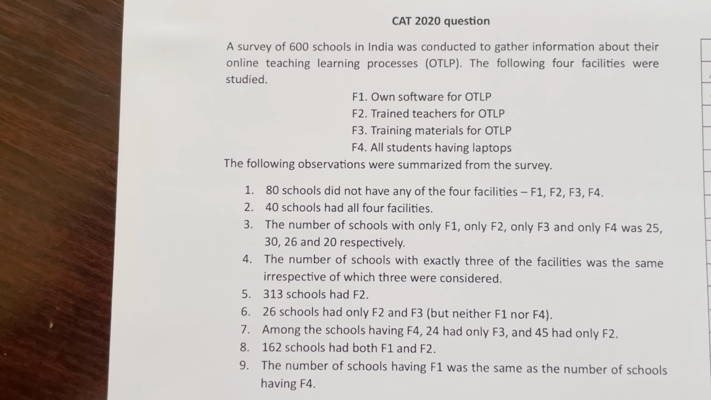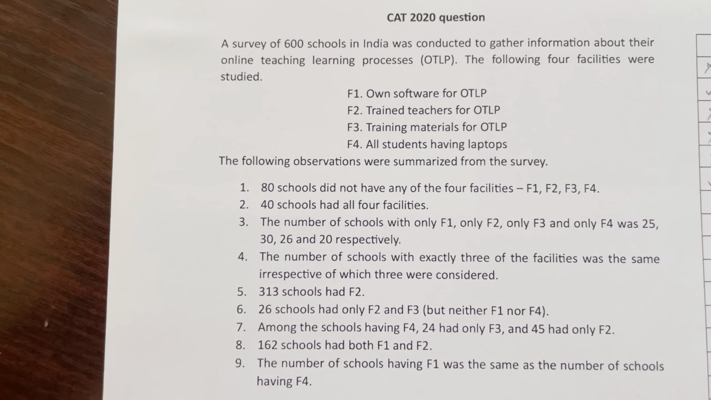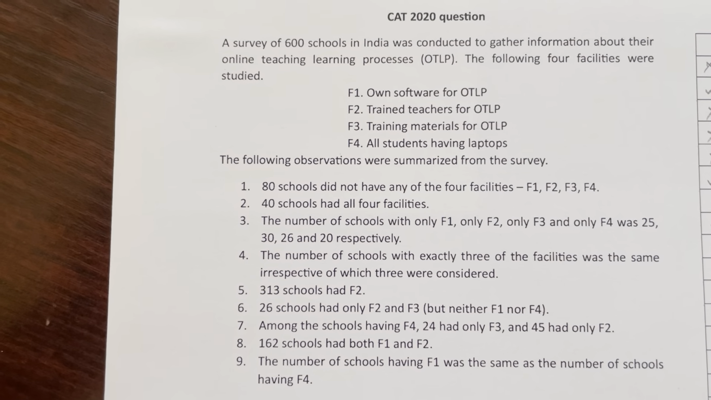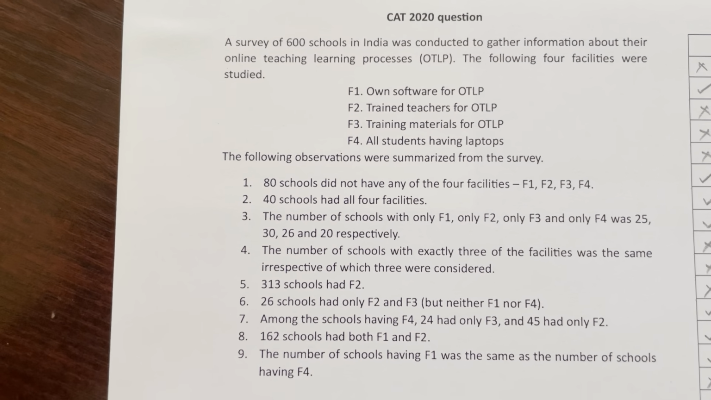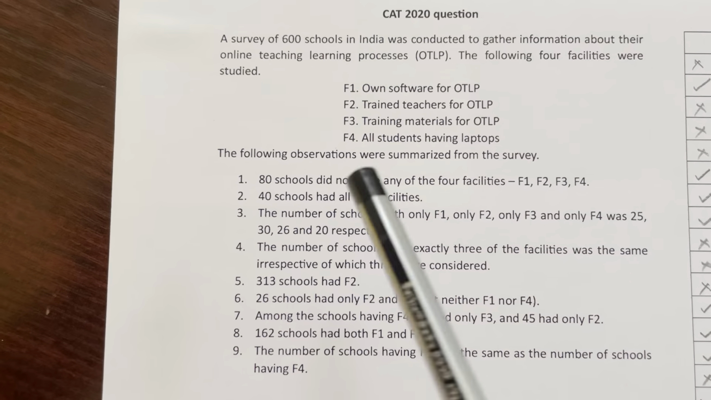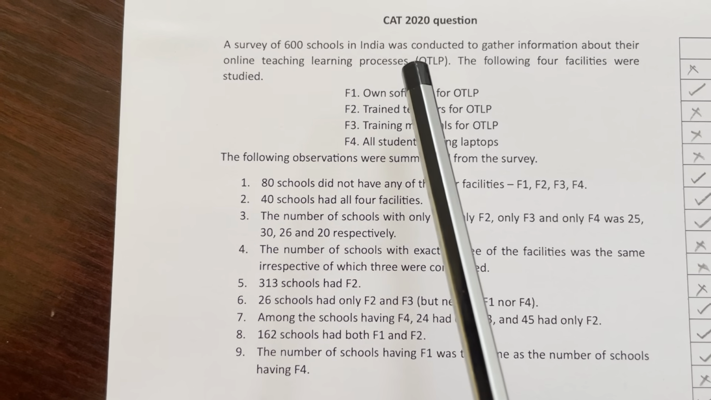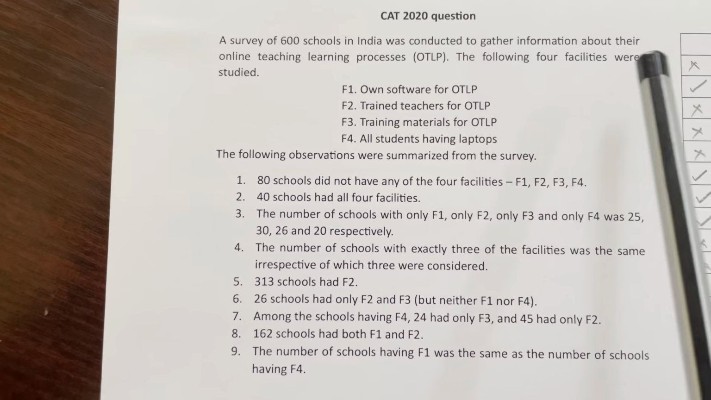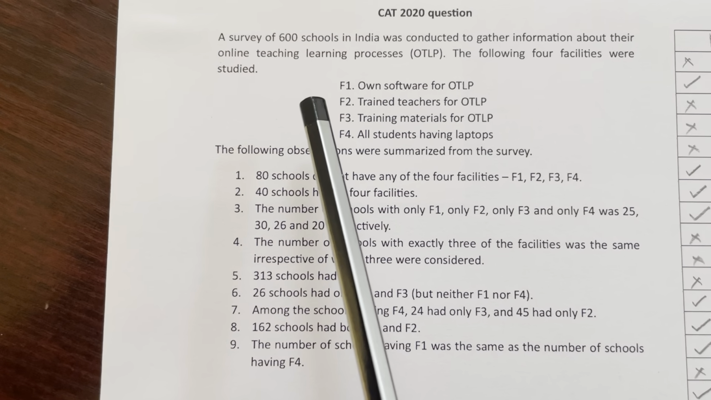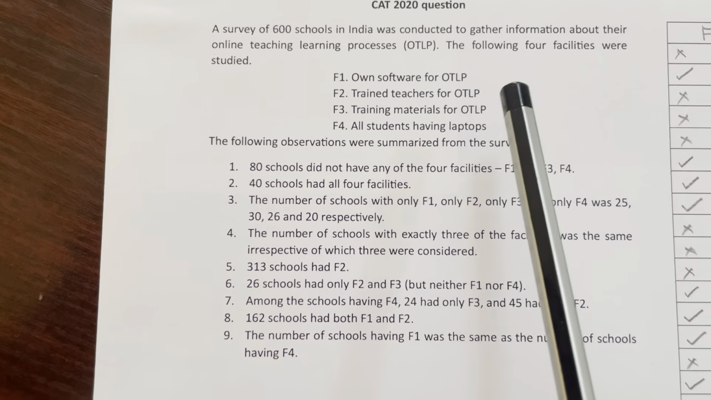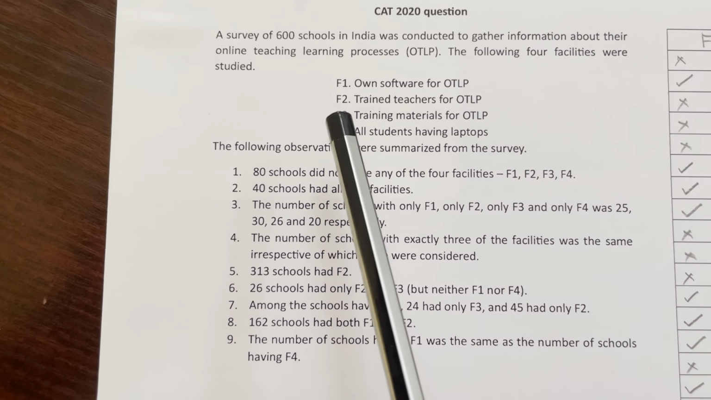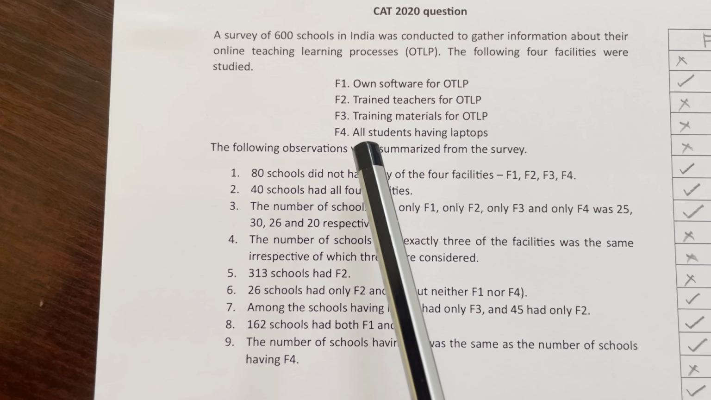Hello everyone. Today I have taken one logical reasoning question from the CAT 2020 question paper. The question has provided information about a survey. A survey of 600 schools in India was conducted to gather information about their online teaching learning processes. The following four facilities were studied: facilities F1, F2, F3 and F4.